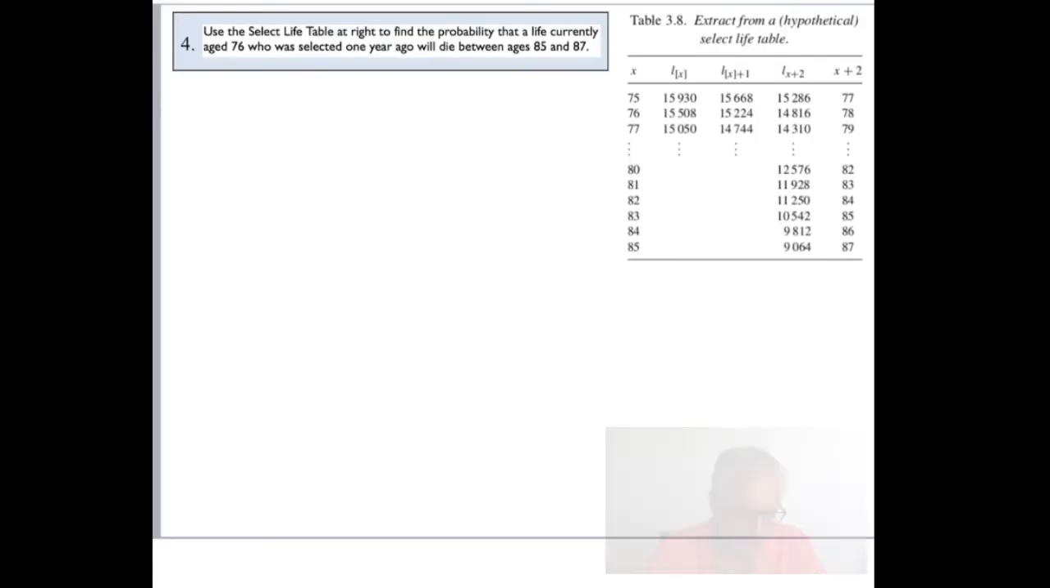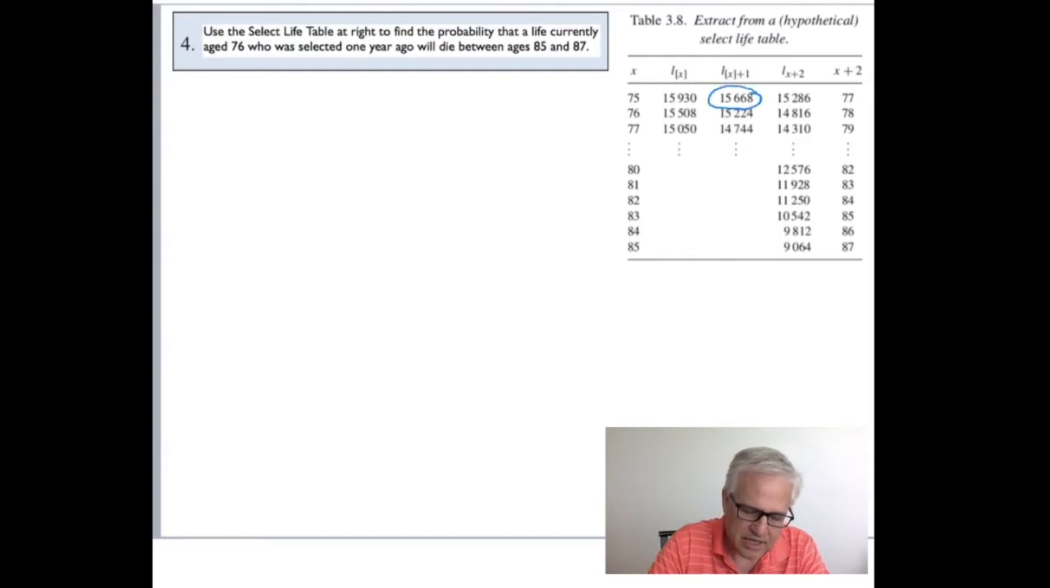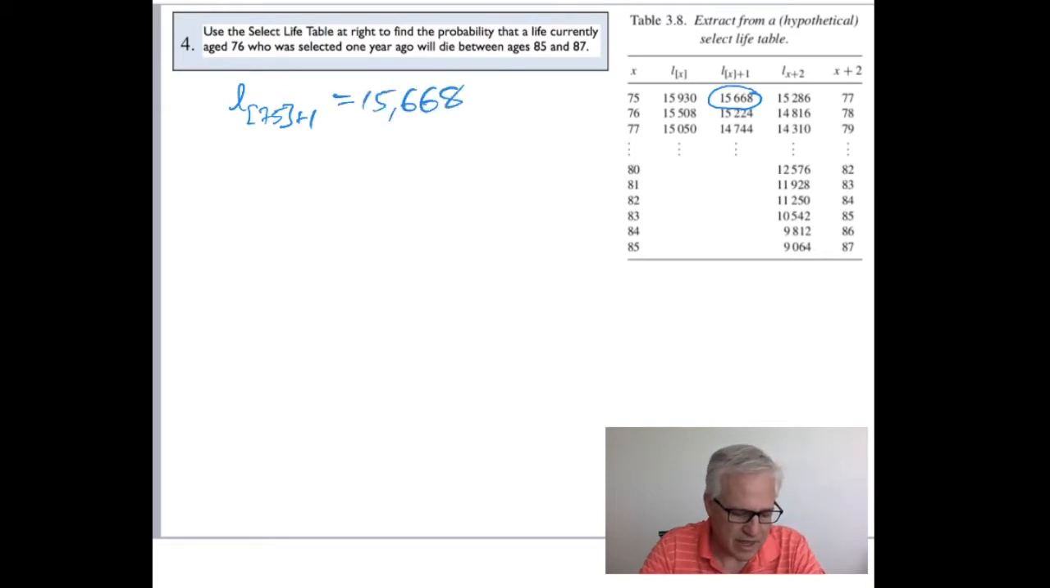Okay, slightly more complicated example to finish off. Use the select table at right to find the probability that a life currently age 76 who was selected 1 year ago, so they were selected at age 75, will die between ages 85 and 87. They're currently 76. So I'm interested in that guy. So just for the record, L sub [75]+1 is equal to 15,668. So we might need that in a minute.